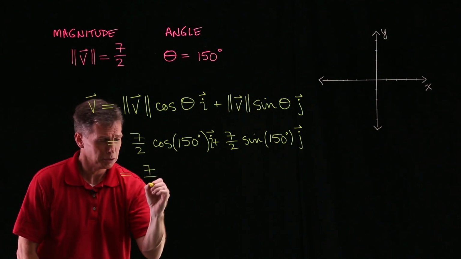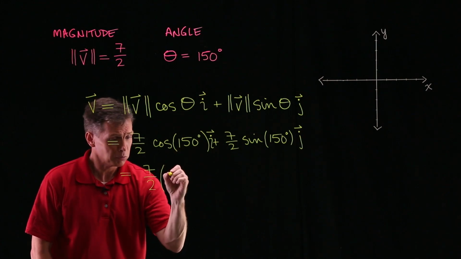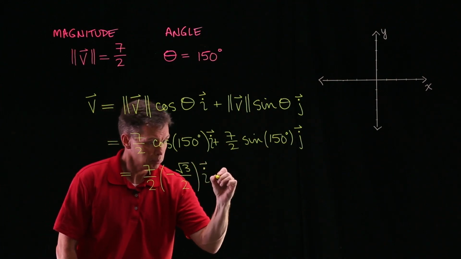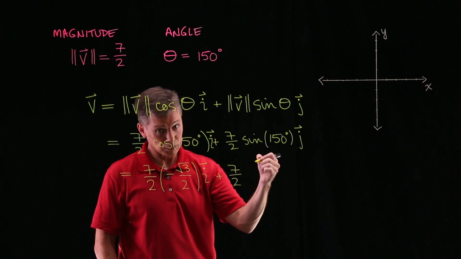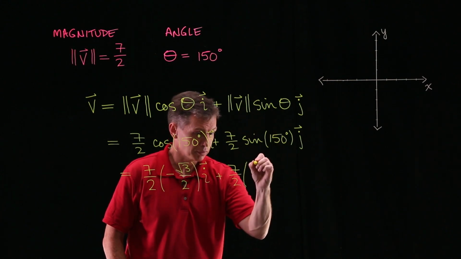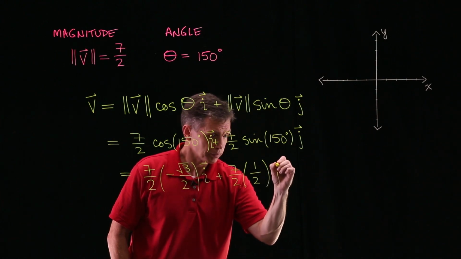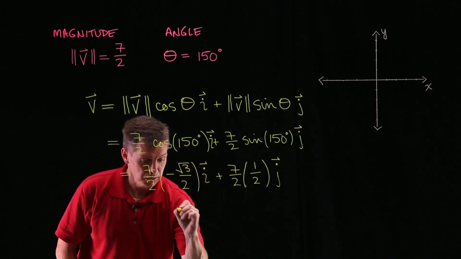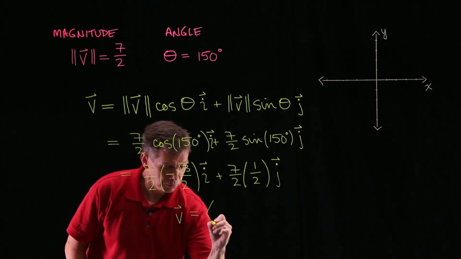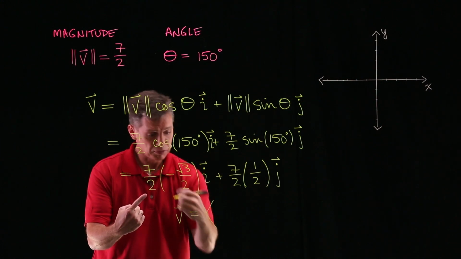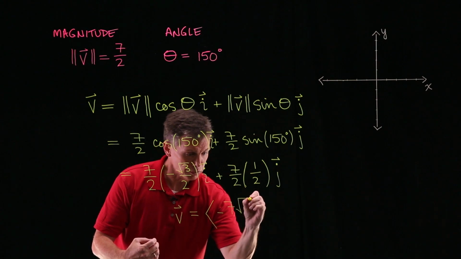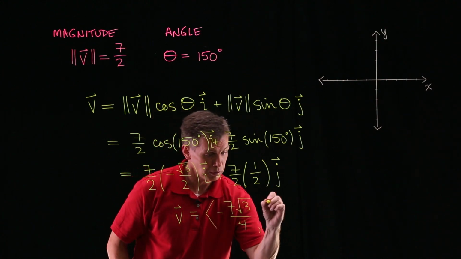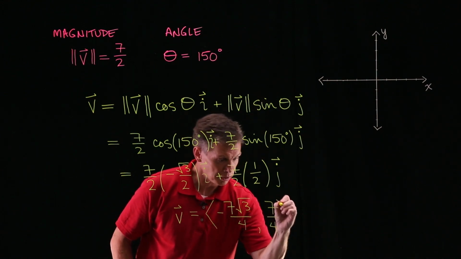I'm pausing long enough for you to make sure you're getting an answer in your head, aren't you? Cosine of 150 is negative square root of 3 over 2, and that's times that i vector, plus, I still have my 7/2. And the sine of 150 is positive 1/2, and then I'll still have my j vector. Now in terms of my final answer, the component form of v is, that's when we use our little triangular braces, and I'm just going to do some quick arithmetic here. I'm going to have a negative, and then 7 times the square root of 3 divided by 4 is my first component, comma, and a little bit more arithmetic, and that's just going to be 7/4. And I'll close my triangular brace.